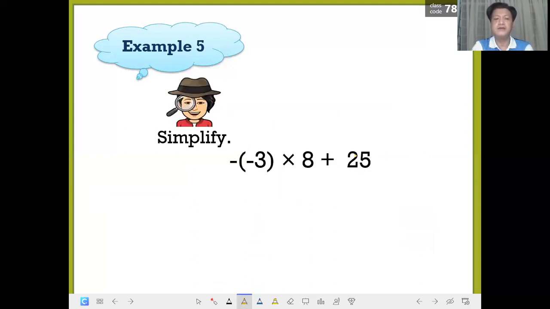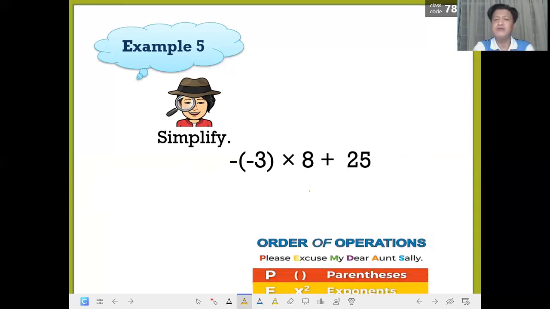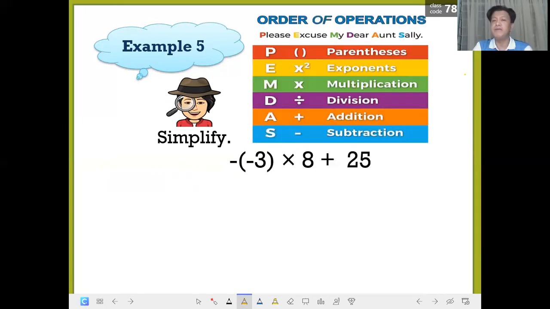Okay, so we have example number 5. You are going to simplify, take note of this, diba? Negative multiply to negative 3 times 8 plus 25. Paano kung it involves 2 or more operations? Paano ko malalaman yung value? Ano yung uunahin ko? Okay, meron tayong tinatawag na order of operation.